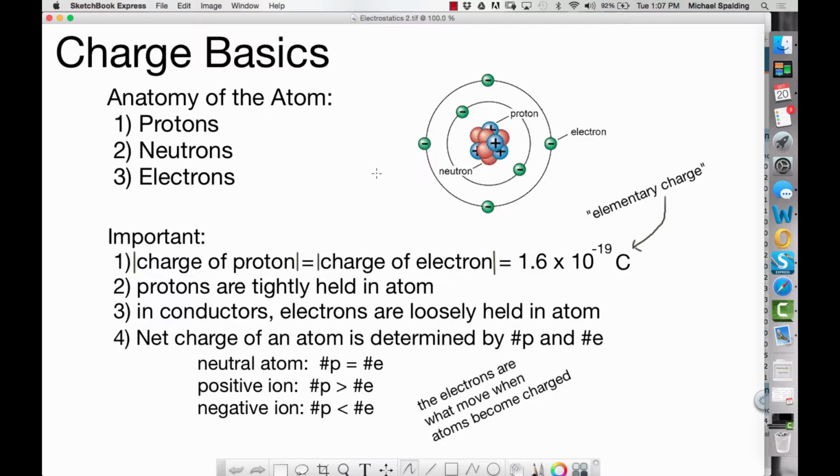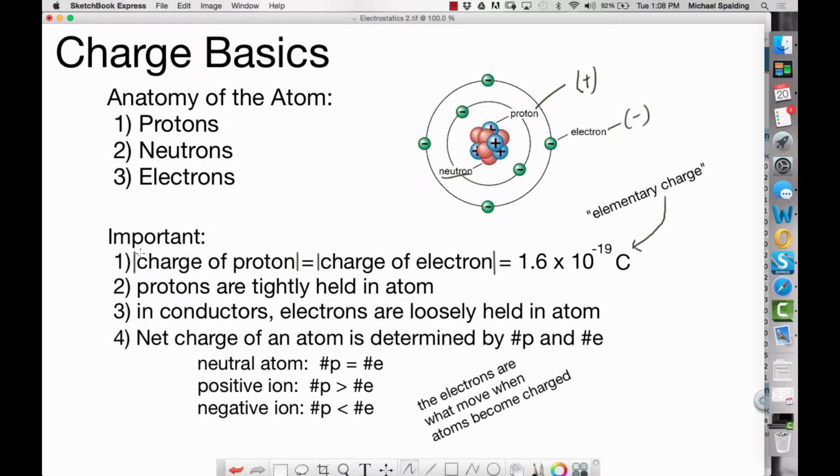Okay, the anatomy of the atom. So most of you know this. So in the center of the atom we have, what's it called? Nucleus. The nucleus. We have the nucleus, and what is the nucleus made up of? Neutrons and protons. Protons and neutrons. So the proton has a positive charge. The neutron as a whole is no charge. And then the electron is negative. So we have protons, neutrons, electrons.